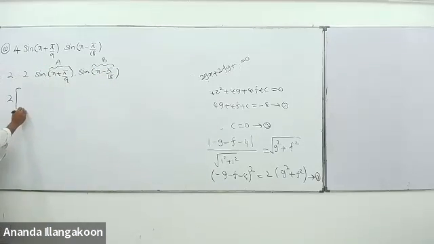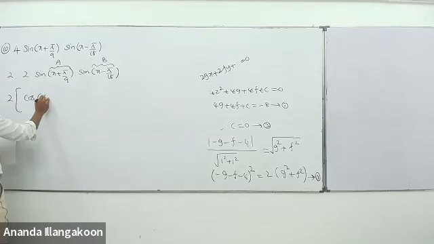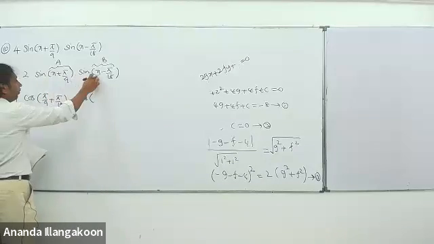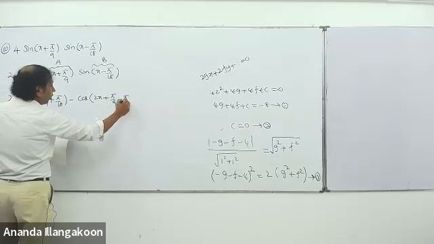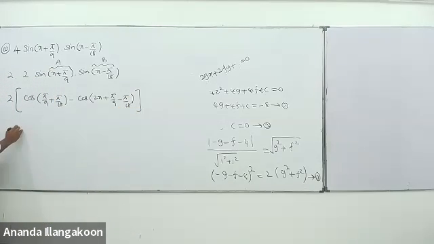Put these 2 outside. Cos(A − B), what is that? This minus this, x will cancel off now. Then we get 5π/9 plus 5π/18, minus cos of this plus this, 2x plus 5π/9 minus 5π/18. Then when you simplify this, we get cos π/6. We can add this: 3π/18 means π/6.